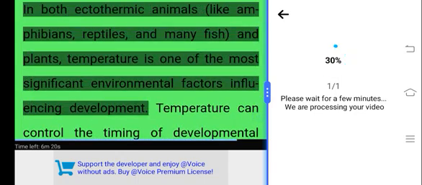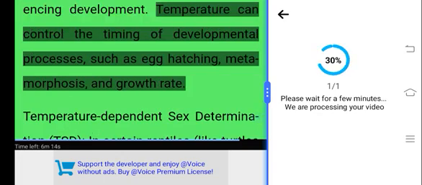In both ectothermic animals like amphibians, reptiles, and many fish, and in plants, temperature is one of the most significant environmental factors influencing development. Temperature can control the timing of developmental processes, such as egg hatching, metamorphosis, and growth rate.